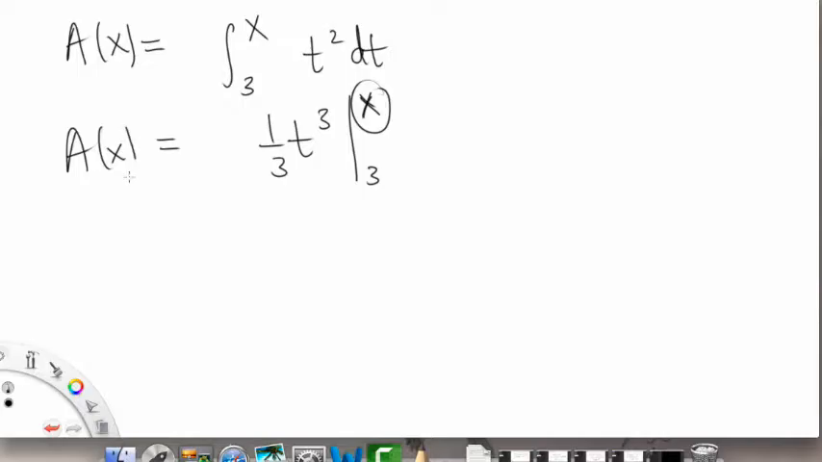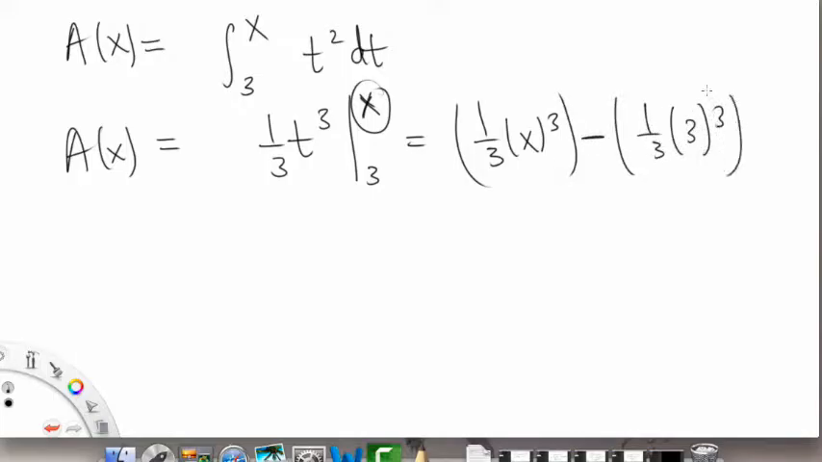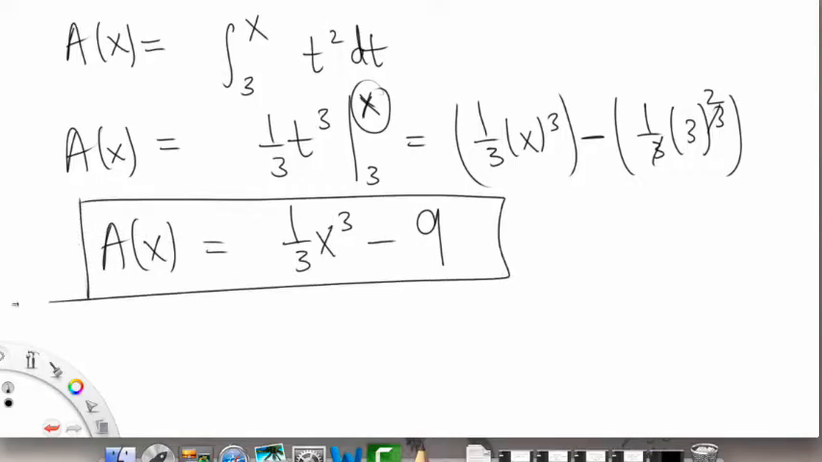So our A of x is going to equal, let's plug those in, 1 over 3 times x to the third when we plug in the upper bound, and then 1 over 3 times 3 to the third when we plug in the lower limit. So A of x is going to equal 1 over 3 x to the third, minus 3 squared, so that would be minus 9. Okay? So this is the formula. This is our antiderivative, and that gives us the signed area from 3 up to some value x. This is basically another kind of function.